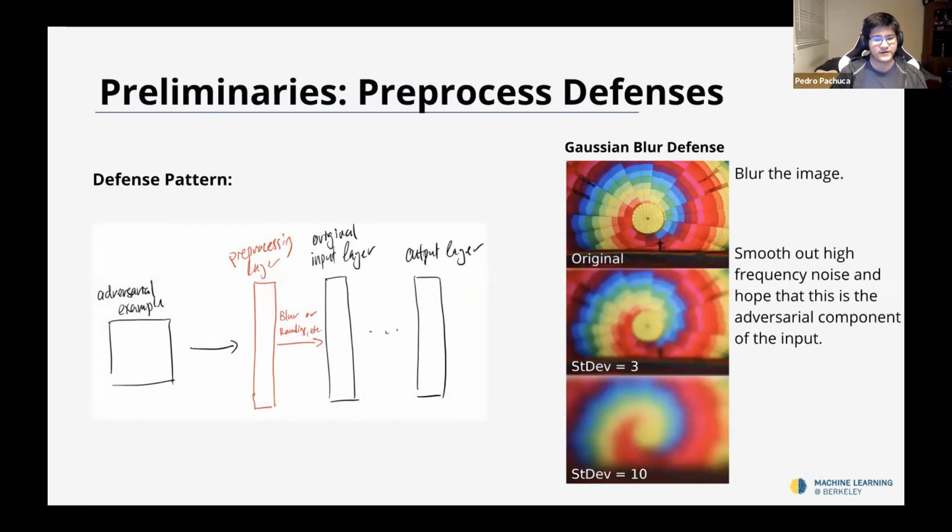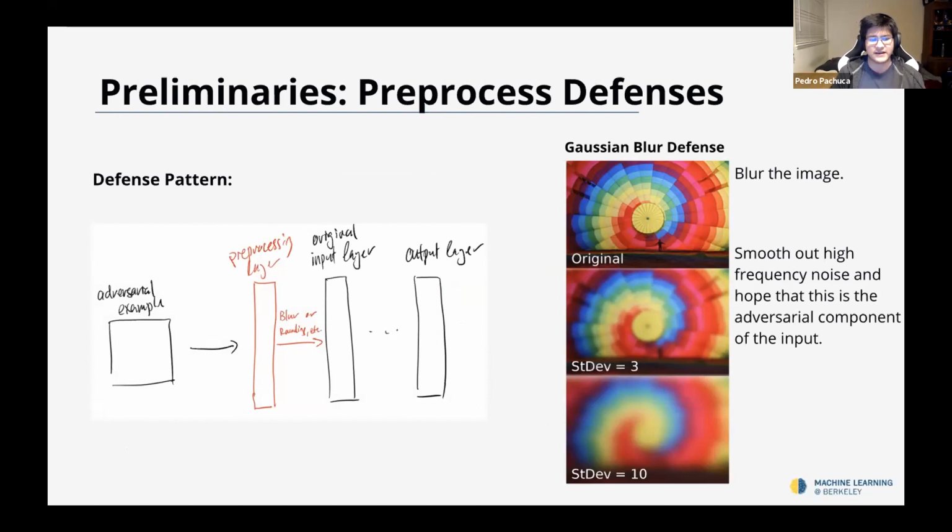And so talking about some very rudimentary defenses, the idea here is that what if we have in between our adversarial example and our actual model, a layer that pre-processes the image. So this is not exactly throwing away the image. This is just pre-processing it, throwing it through some function. And in this case, we'll look at the Gaussian blur. The idea is just to blur the image, a normal Gaussian blur.